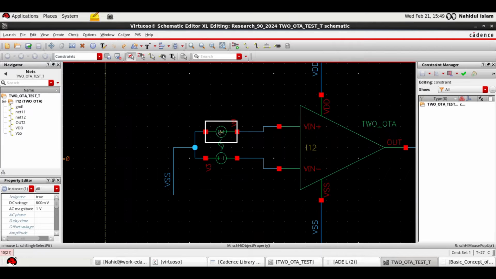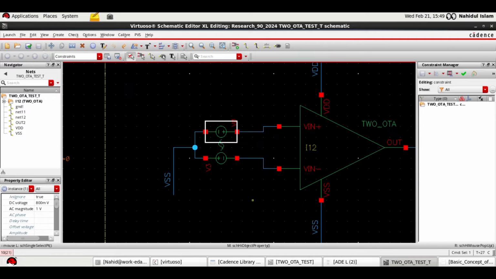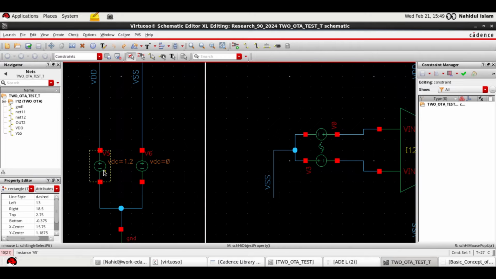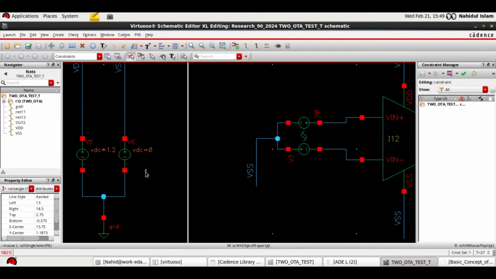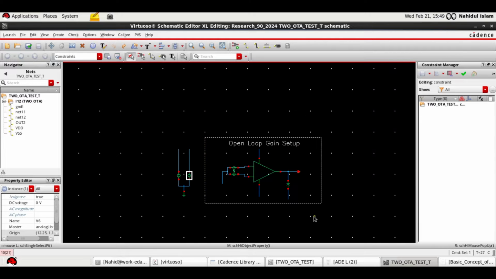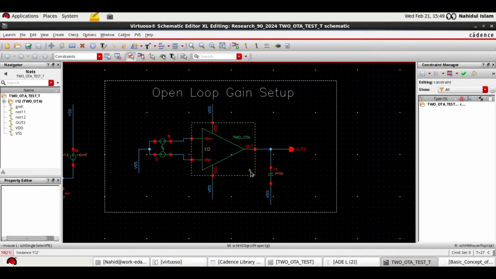Well, and the ICMR plus, input common mode voltage positive, is basically the 800 millivolt, and the AC magnitude is 1. After that, we need a power supply. This is the 1.2 volt, and VSS is 0. We press Q. Yes, VSS is 0 volt, and then the load capacitor is 2 picofarad. As it is an open loop configuration, there is no feedback in here.